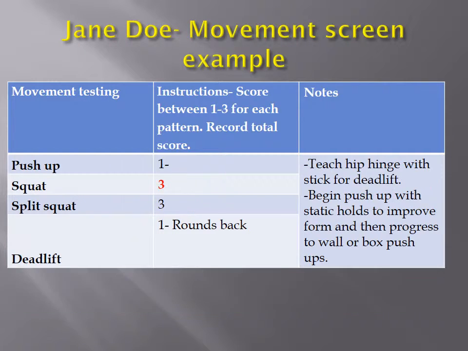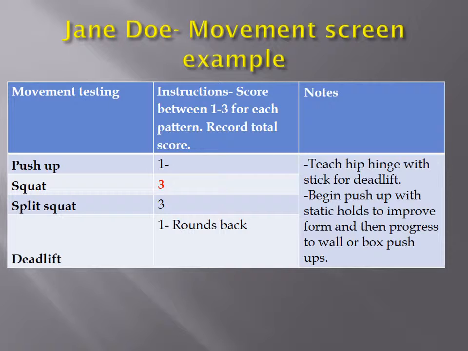So for Jane Doe, the other thing is, we see that she squats pretty well and she split squats pretty well. So those are patterns that we could potentially load. Her push-up, though, is just something that she's never done before. So we give her a 1, she can't do it on the floor, and even when she elevates, it's still deficient, and it's the same way for the deadlift. So for her, instead of loading those patterns, we're teaching her to hip hinge with a stick on her back, and that's how she's deadlifting in the beginning.